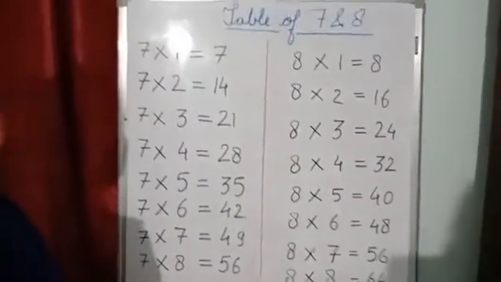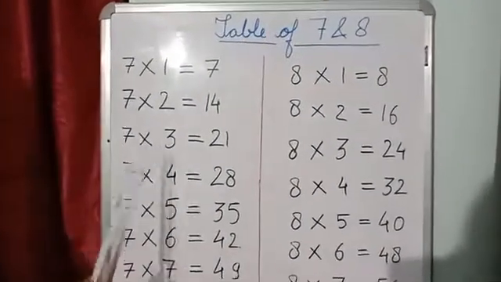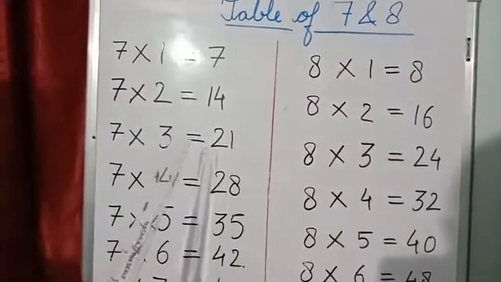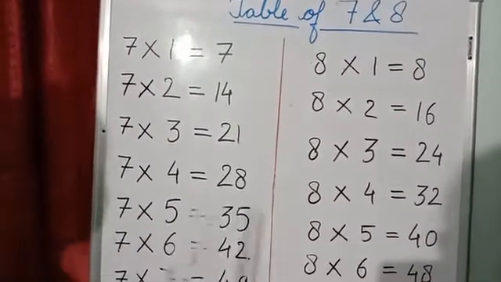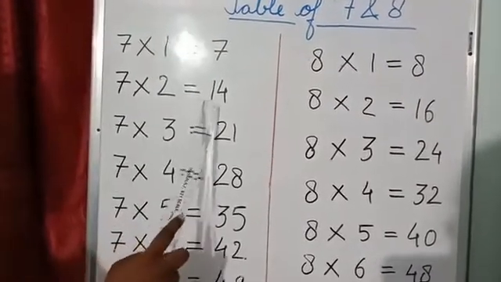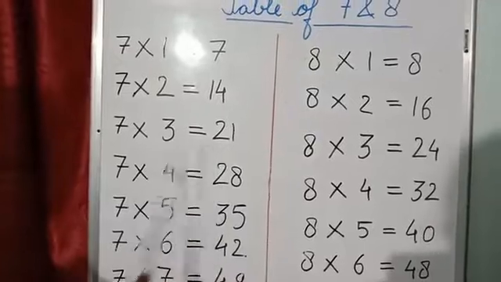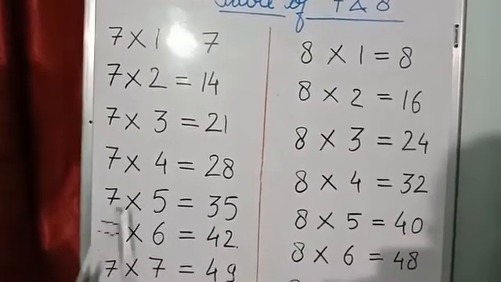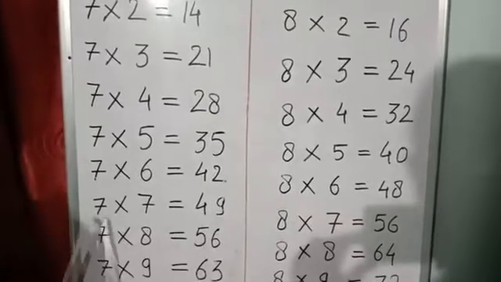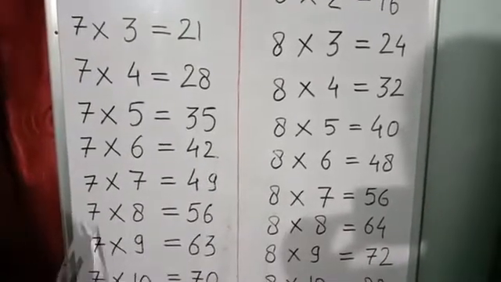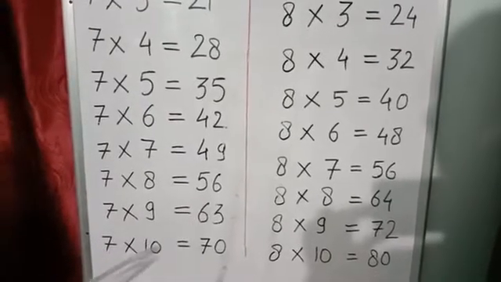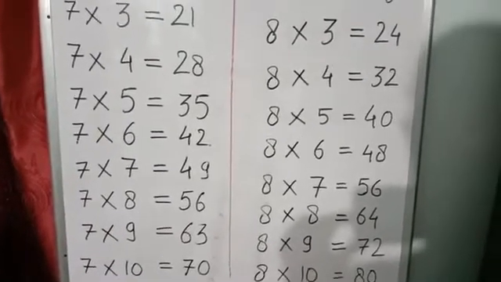Now we will revise the table once again. 7 ones are 7. All of you repeat the tables after me. 7 ones are 7, 7 twos are 14, 7 threes are 21, 7 fours are 28, 7 fives are 35, 7 sixes are 42, 7 sevens are 49, 7 eights are 56, 7 nines are 63, 7 tens are 70.